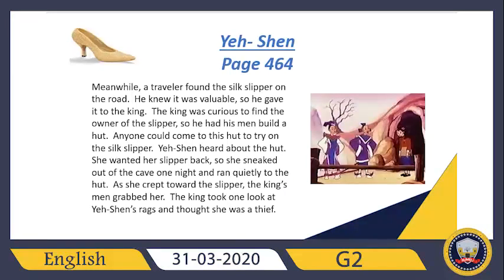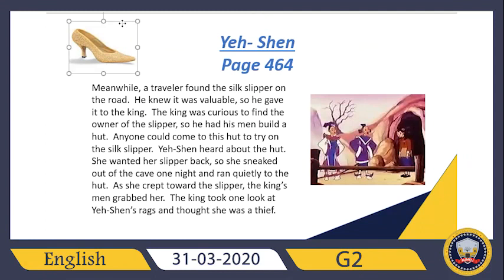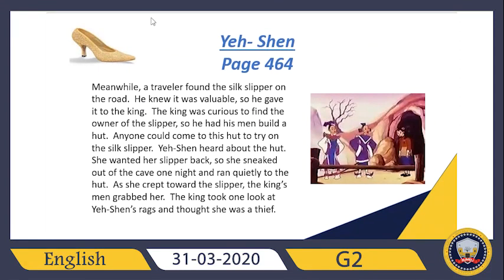Next page, 464. Meanwhile, a traveler found the silk slipper on the road. So who is a traveler? You can circle this word. Traveler means someone who is traveling. So a traveler found the silk slipper on the road. He knew it was valuable. What is the meaning of valuable? Expensive. Because it was made of silk, he understood that it is something expensive. So he gave it to the king.